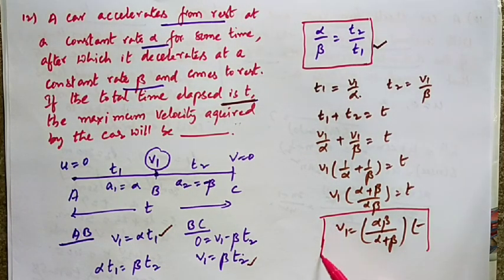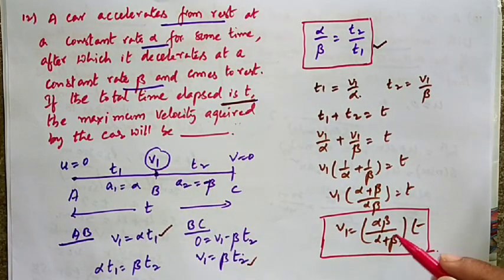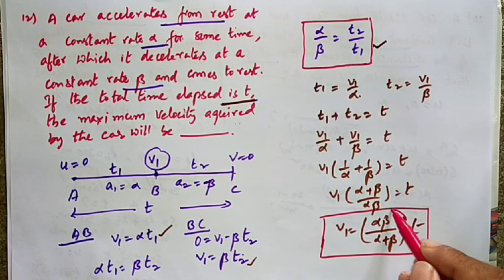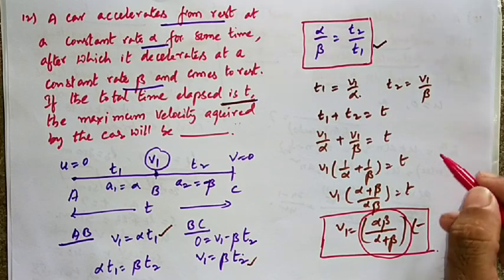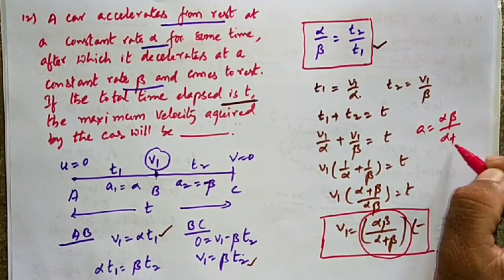This is the maximum velocity attained by the body. Remember this formula also. When the situation is given in this way, directly you can use this formula if alpha 1, alpha 2 and T are known. So V1 is equal to alpha beta by alpha plus beta into T. It looks like V is equal to U plus AT. As U is 0, it is whole A, meaning net acceleration is how much? Alpha beta by alpha plus beta, that's all.